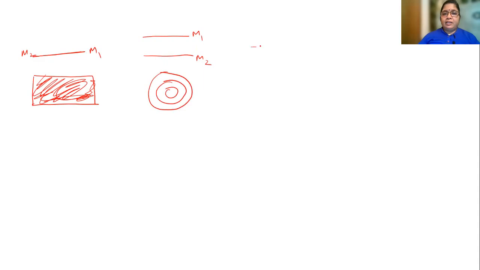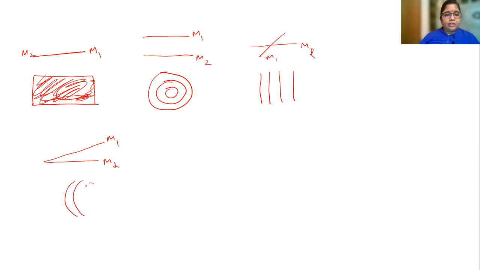The next possibility is both of them interfering like this. Let's call this M1, M2, and this M1. Then I would get straight fringes like this. For the last couple of possibilities, both of them incline like this. I'll have M2 here, I'll have M1 here. Then I would get fringes bent in this direction. Finally, I have this way, M2 and M1, and I would have fringes bent in this direction.